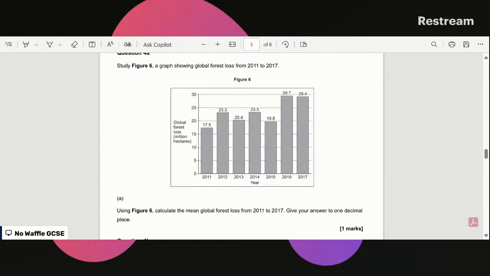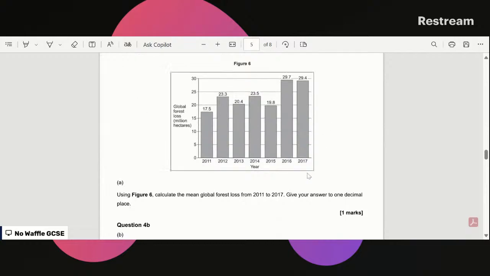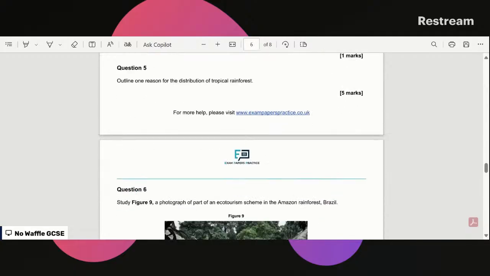Okay, so this is just a calculation one. Hopefully you should just be able to add them up and divide them by how many there are for the mean. Oh, okay.